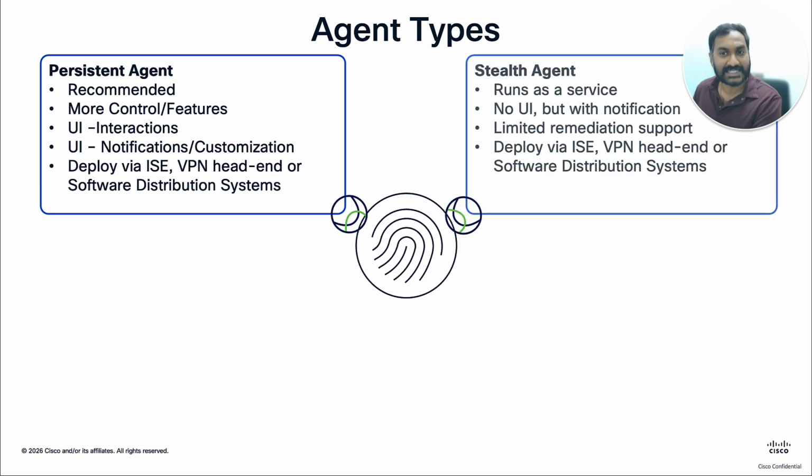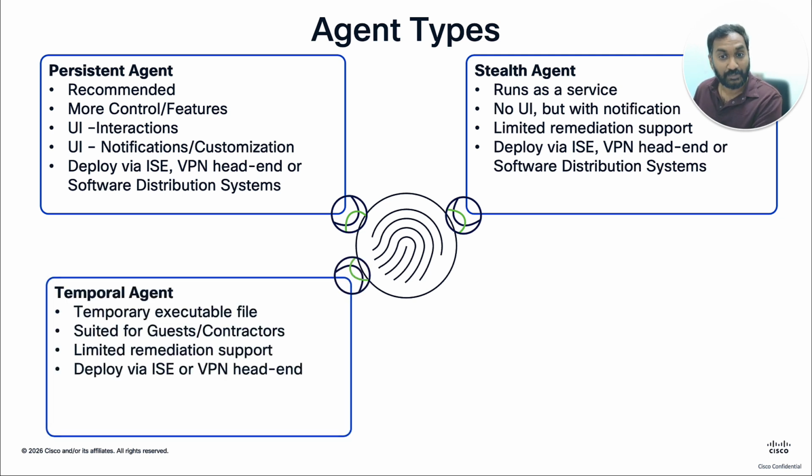The second one is a stealth agent, which runs as a service in the background and it offers limited remediations and notification support. The same can be deployed from the ISE or VPN headends or even the software distribution systems.